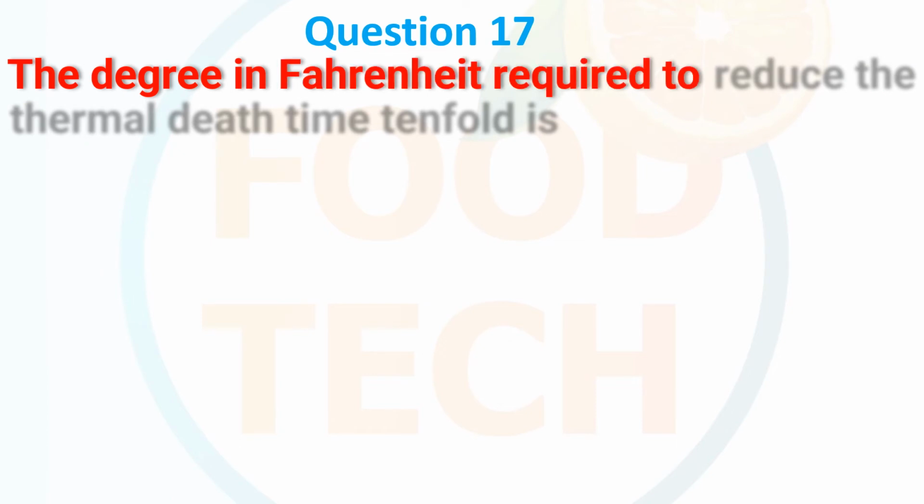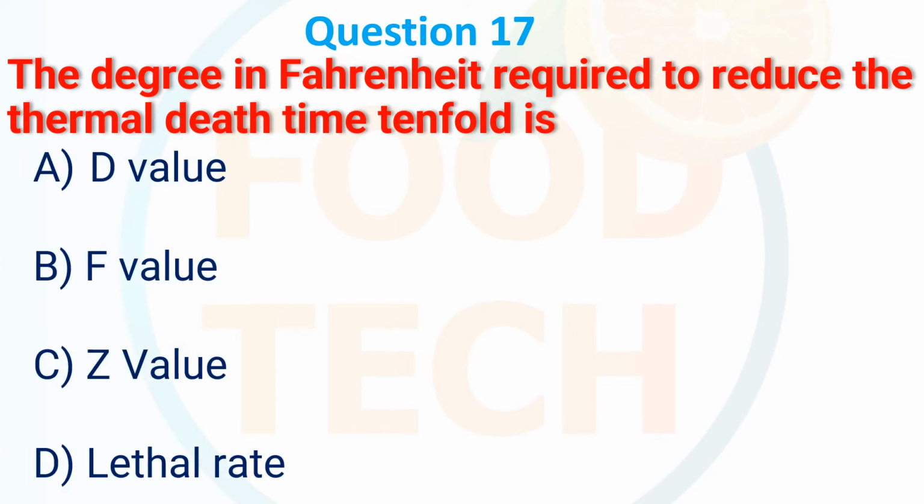The degree of Fahrenheit required to reduce the thermal death time tenfold is A. D value. B. F value. C. Z value. D. Lethal rate. The answer is C. Z value.